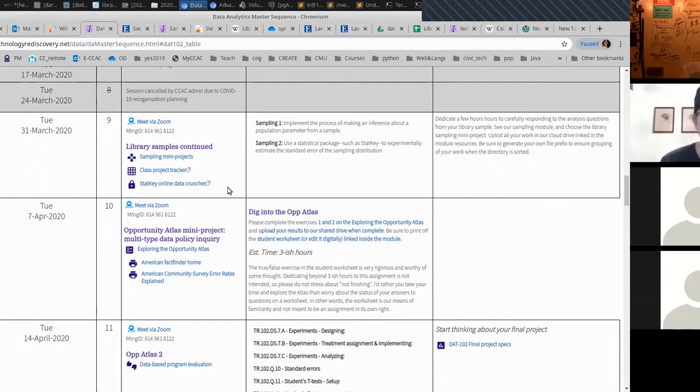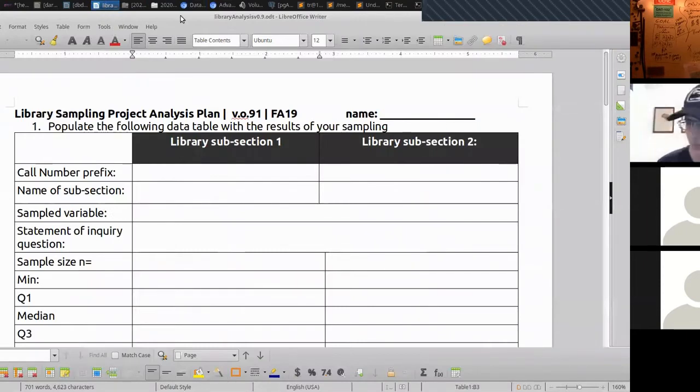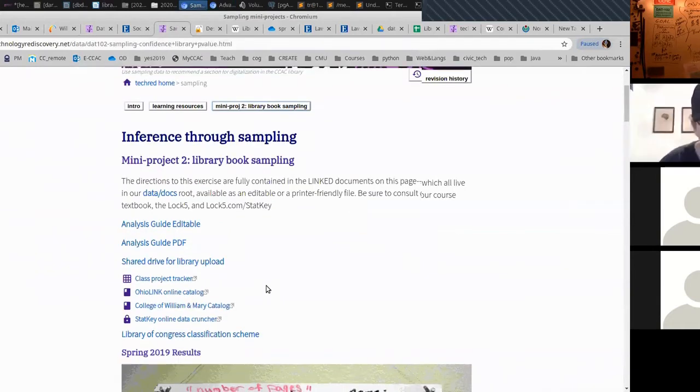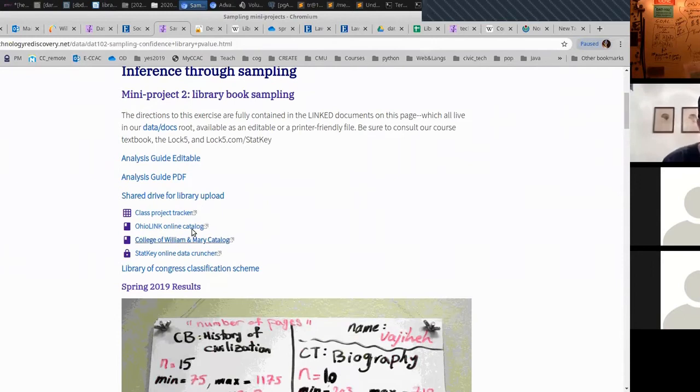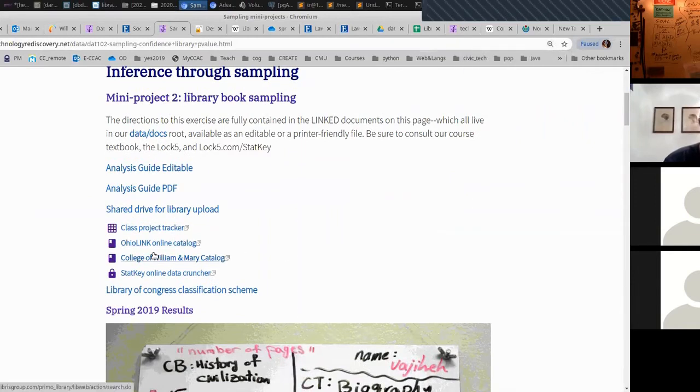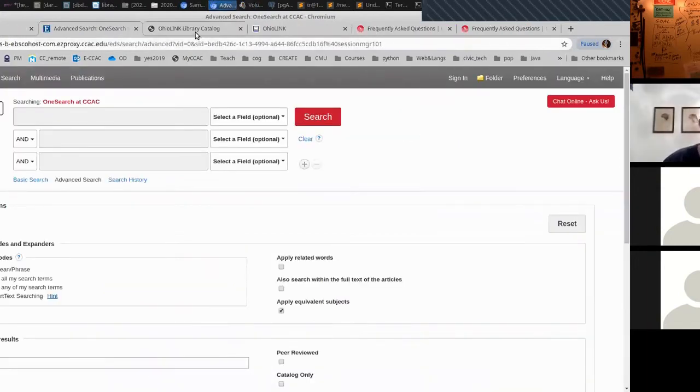So I guess I'll move on with the tools I came up with for doing the sampling. After a little bit of poking around, like I said, I did find us some search tools that will allow us to sample by call number. Librarian Chris and I found OhioLINK and the College of William & Mary. OhioLINK loads significantly faster, so I'm going to demonstrate with that.